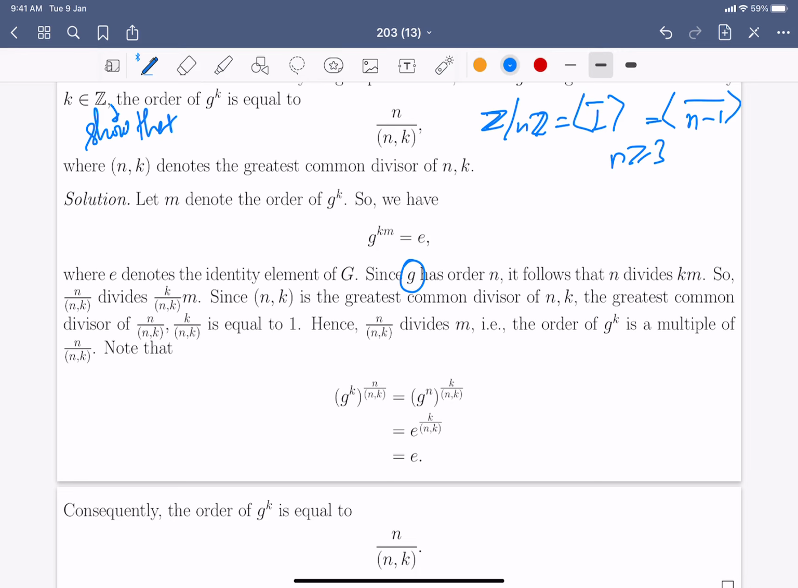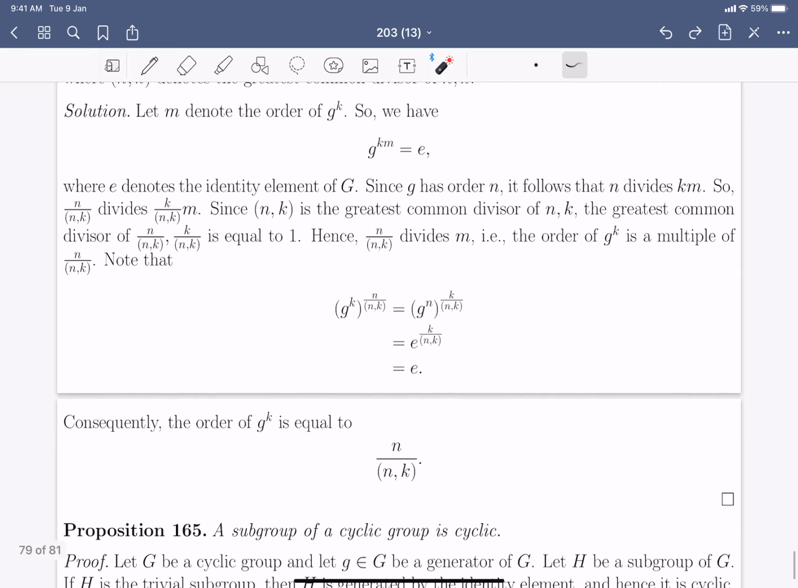Yeah, since g has order n, in other words, n is the least positive integer such that g power n is the identity, it follows that n divides km. This follows as a consequence of the division algorithm, if you want.